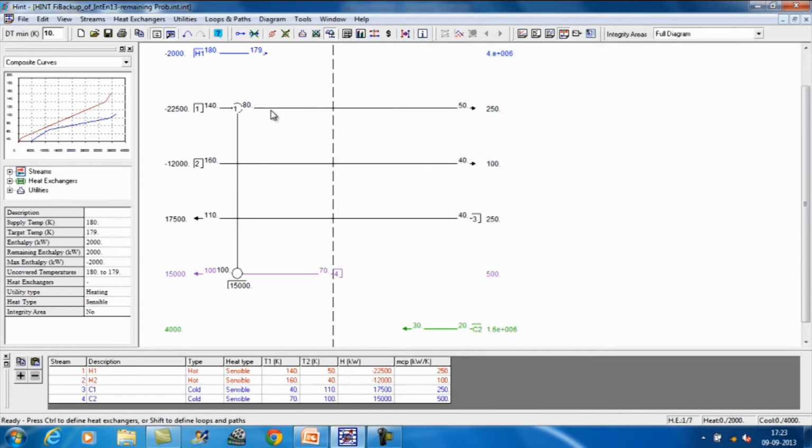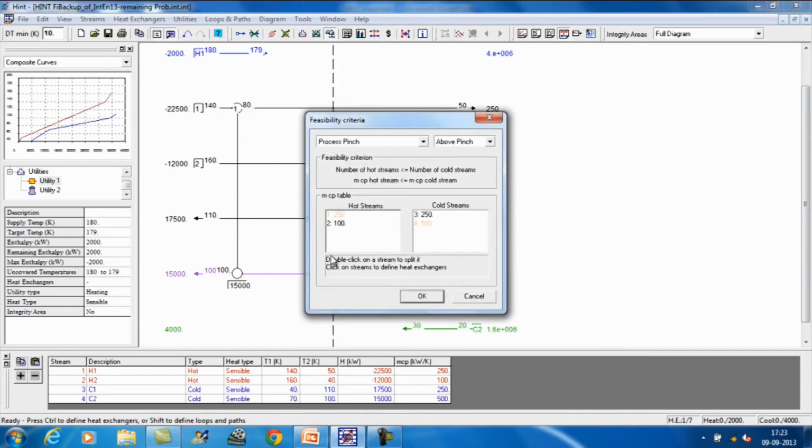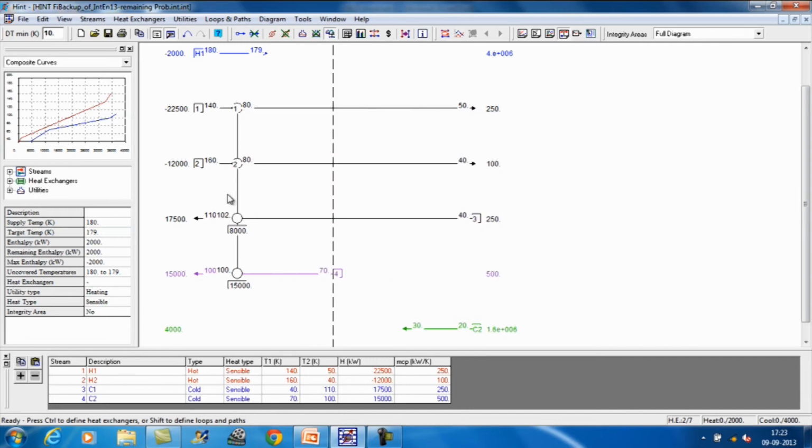Now, we put the second match. Streams, visibility, above pinch. Now, the second match can be between stream number 2 and stream number 3. So, we put a second match.